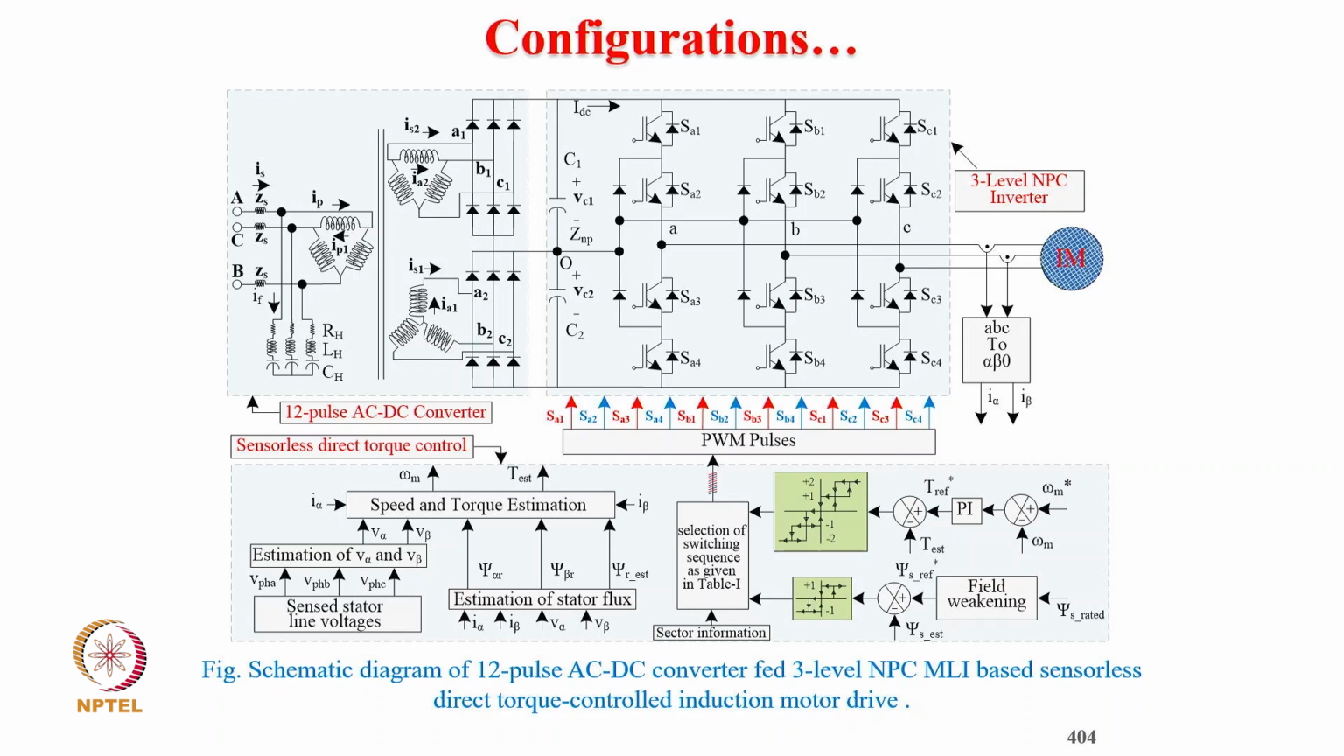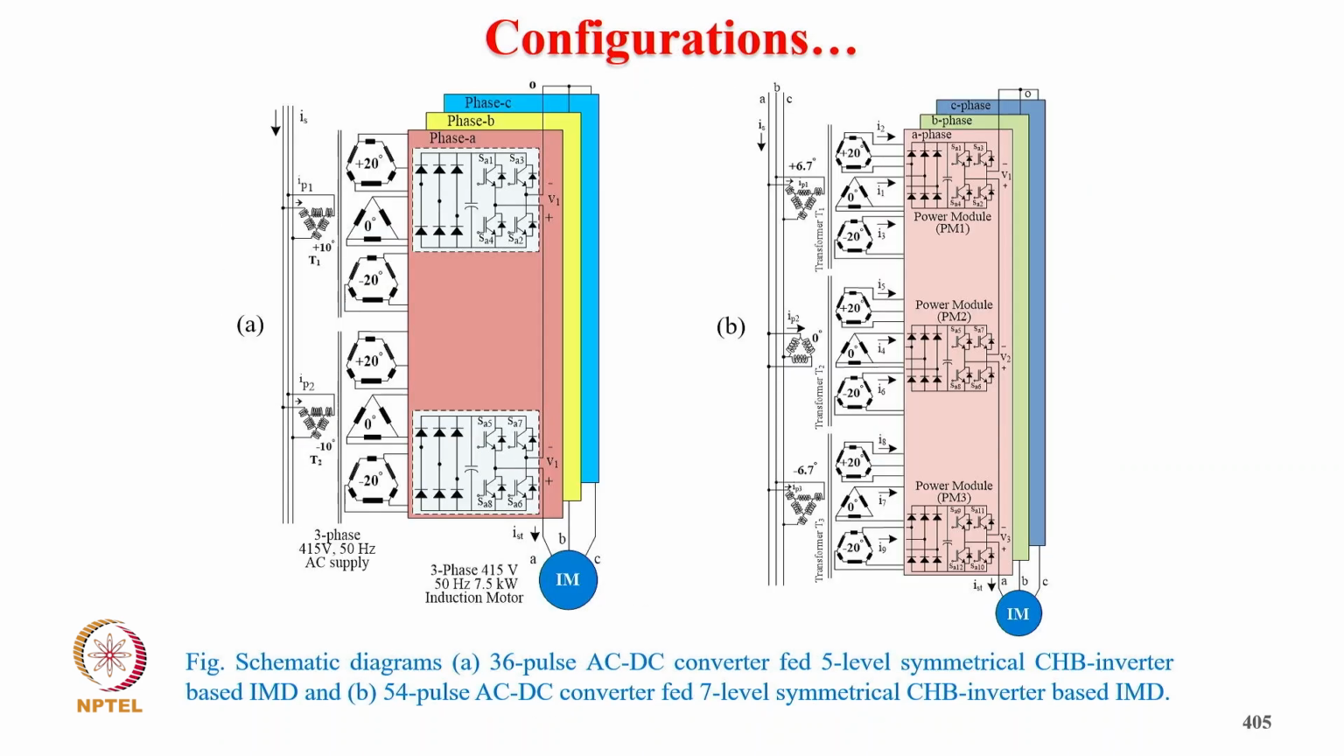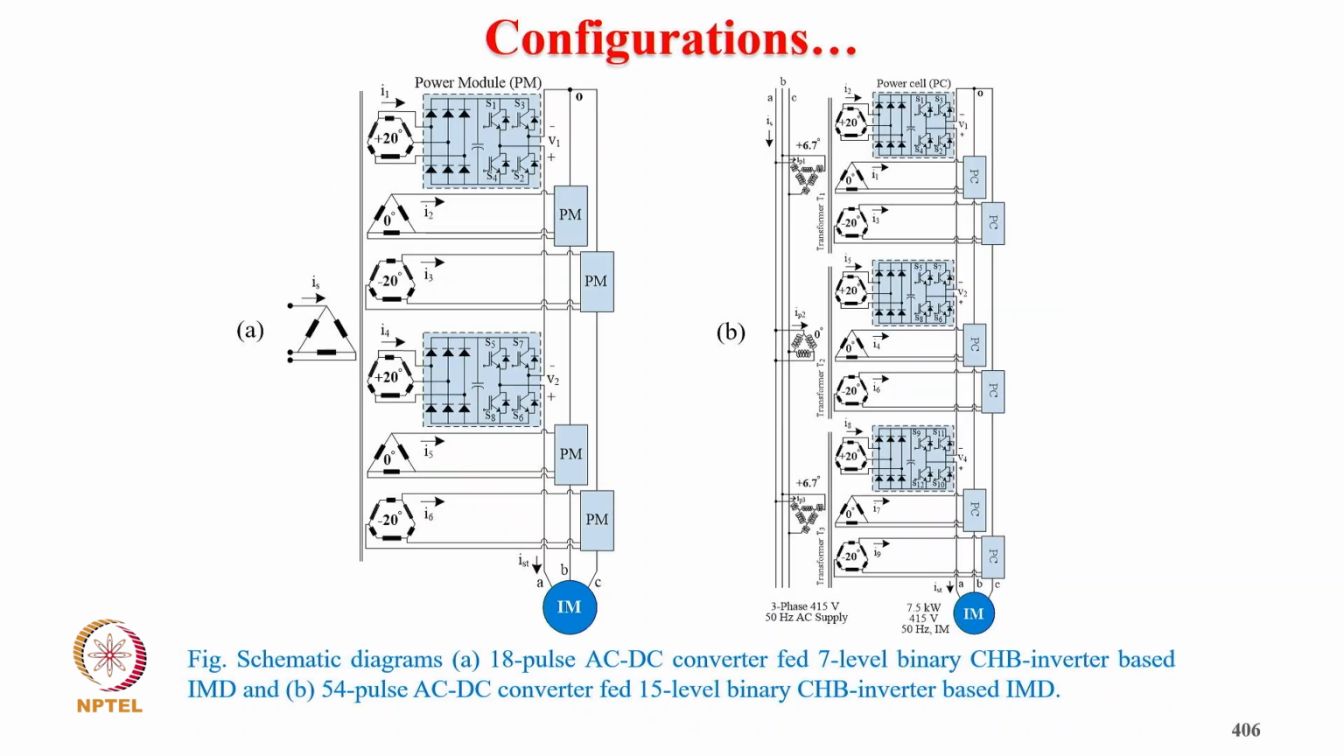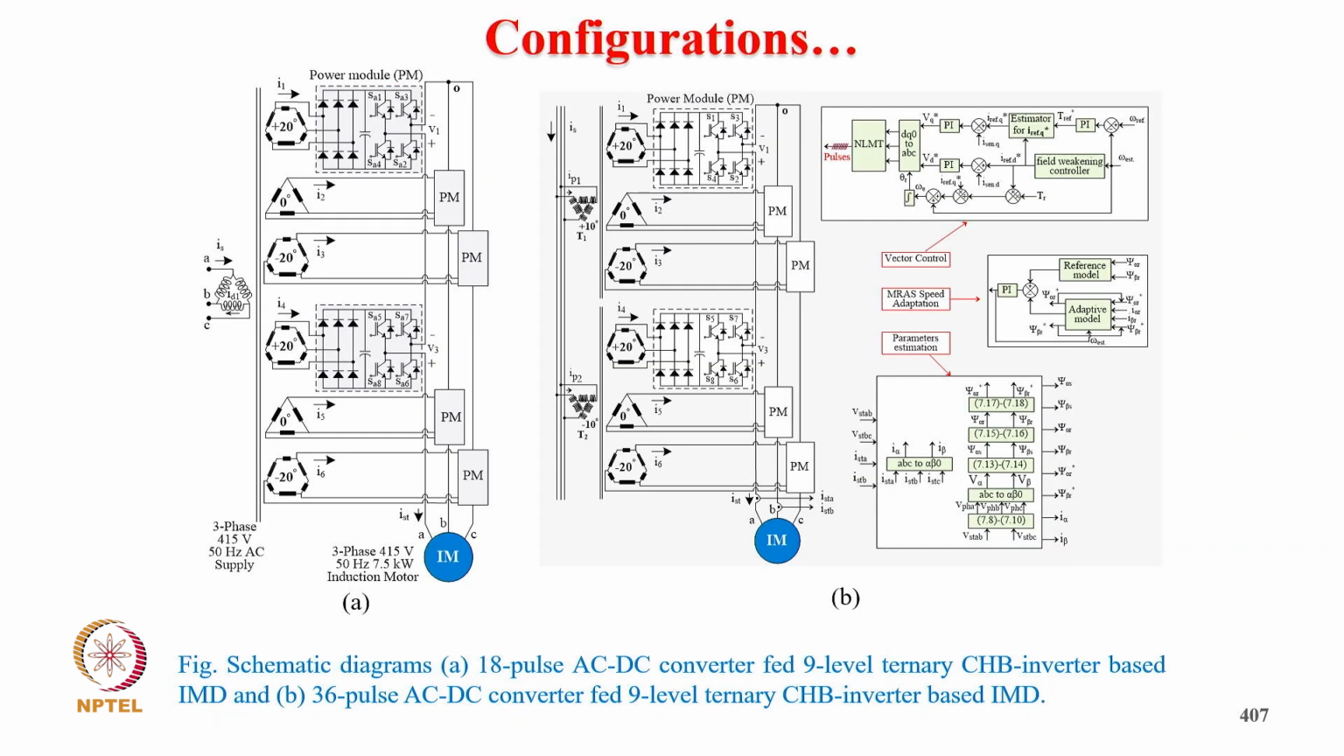So this is again a configuration of 12 pulse converter and 3-level converter with field weakening. This is with the direct torque control, that was with the vector control, and here is the schematic diagram of 36 pulse, fed 5-level symmetrical CHB based, and in the second case it is your 54 pulse 7-level symmetric CHB converter. And this is the schematic diagram of 18 pulse AC/DC fed 7-level binary cascaded inverter based induction motor drive, and the 54 pulse AC/DC fed 15-level binary cascaded inverter fed drive.